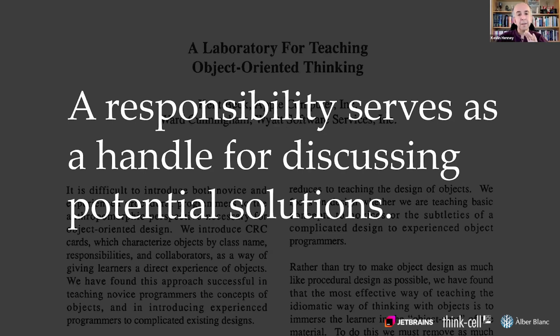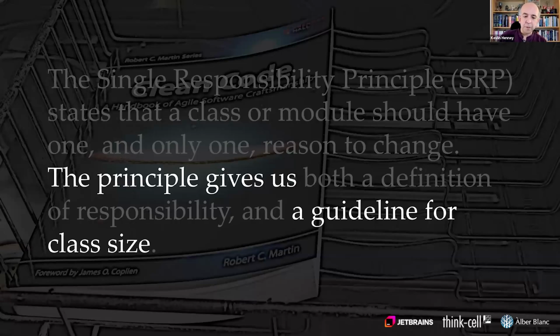There is this idea of the oneness that people have become a little bit entrapped with. Now, I'm not just about to tell you that putting and in a name is a good thing. It isn't. It's generally a smell. But the idea is that naming and responsibilities are not always identical things. They are not isomorphic. The principle gives us a guideline for class size. Yeah, and that's not a good thing.